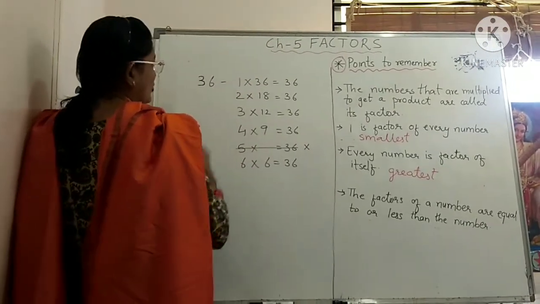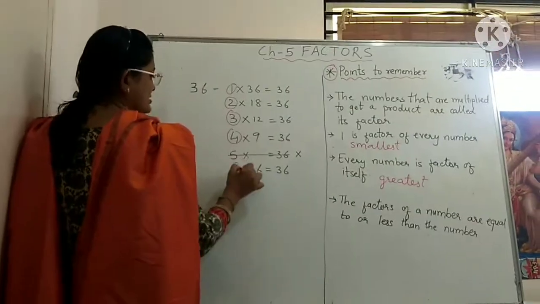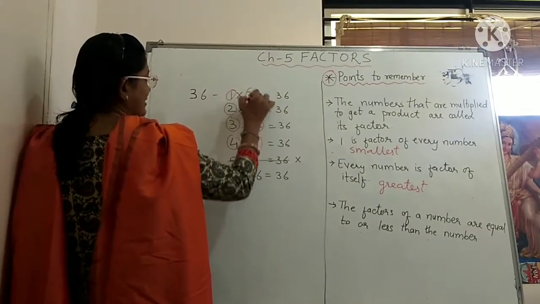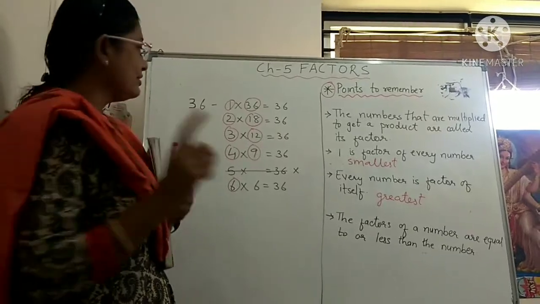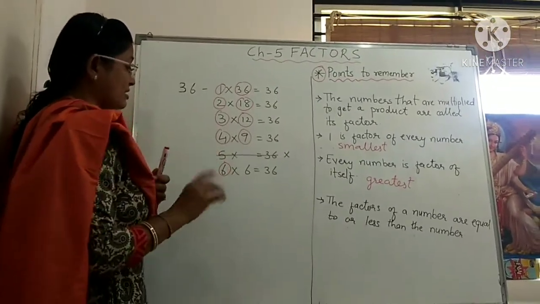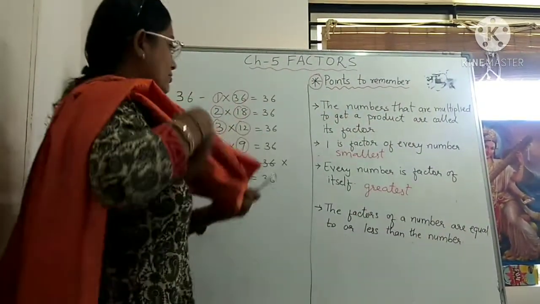What you will do? 1, 2, 3, 4, 6. 6 only one time. 9, 12, 18 and 36. These are the factors of 36. Right? This is the way how we have to do the factors. One more trick is there, how to understand how to do this.